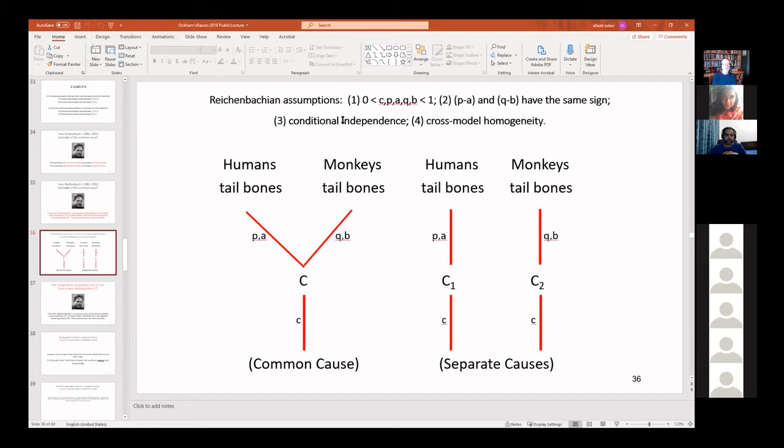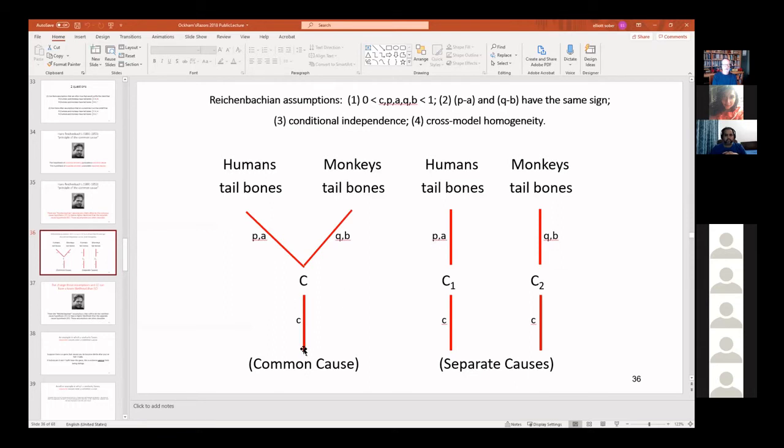The third one says that the probability that both humans and monkeys would have a tailbone given that the ancestor has a tailbone is simply the product of the probability that humans would have a tailbone given the ancestor state times the probability that monkeys will have a tailbone, again, given the ancestor having one. That's what conditional independence means. That's the definition in probability theory. And this is a kind of fancy name for a kind of simple idea. You can see that all the 5 letters that are used over here to describe the common cause hypothesis just get transferred over here.